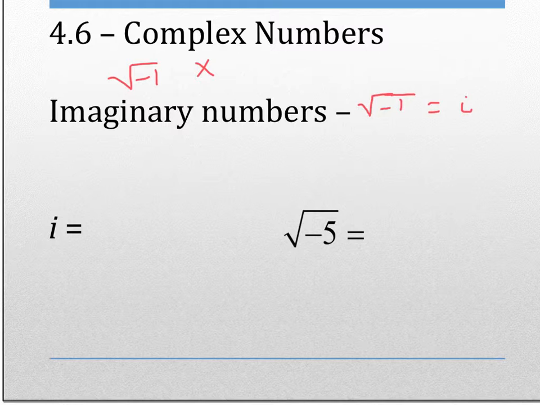And what we're looking for is we're going to be solving problems with i's. There is a use for them in electrical engineering. And we're also going to be rationalizing, because they are not rational numbers.